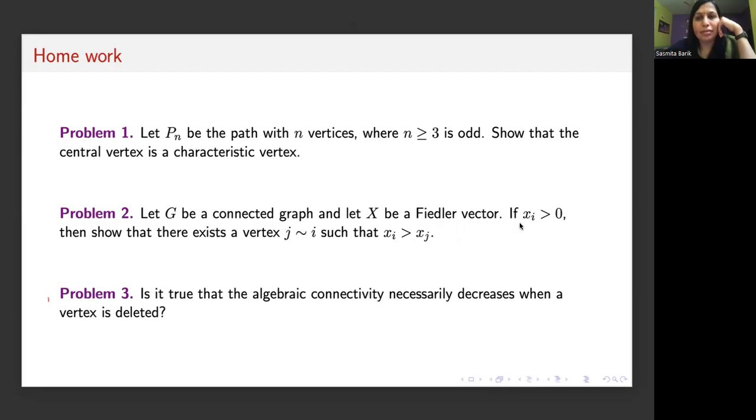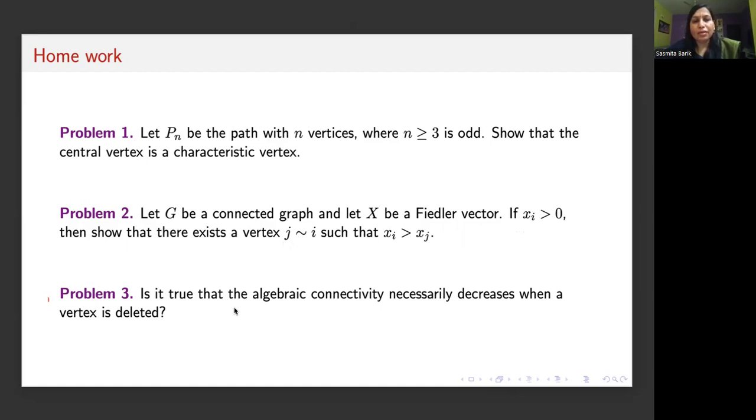Okay, this side is not visible to me. So I have written, I think, xi is greater than 0. So xi is a positive vertex. Then there exists a vertex j adjacent to i so that xi is bigger than xj. Okay, so this you can also show.